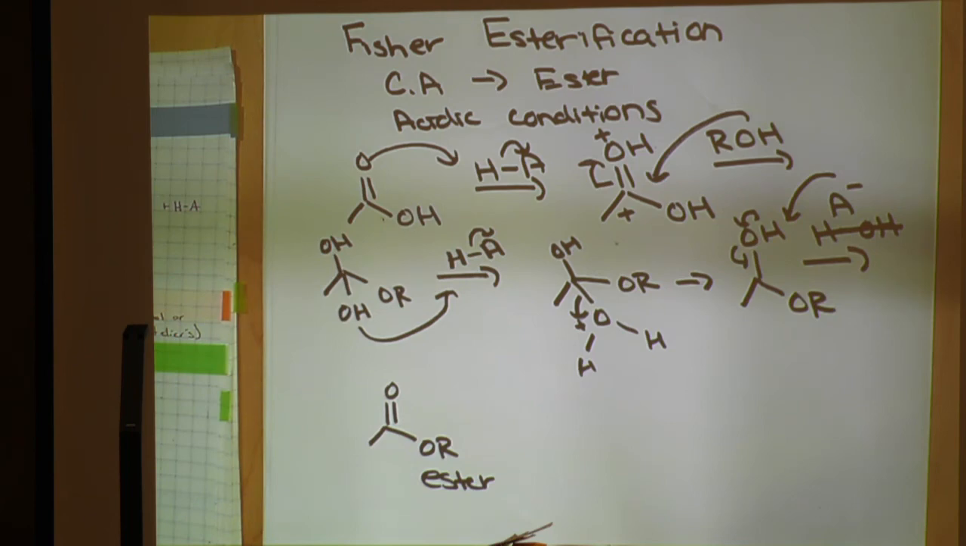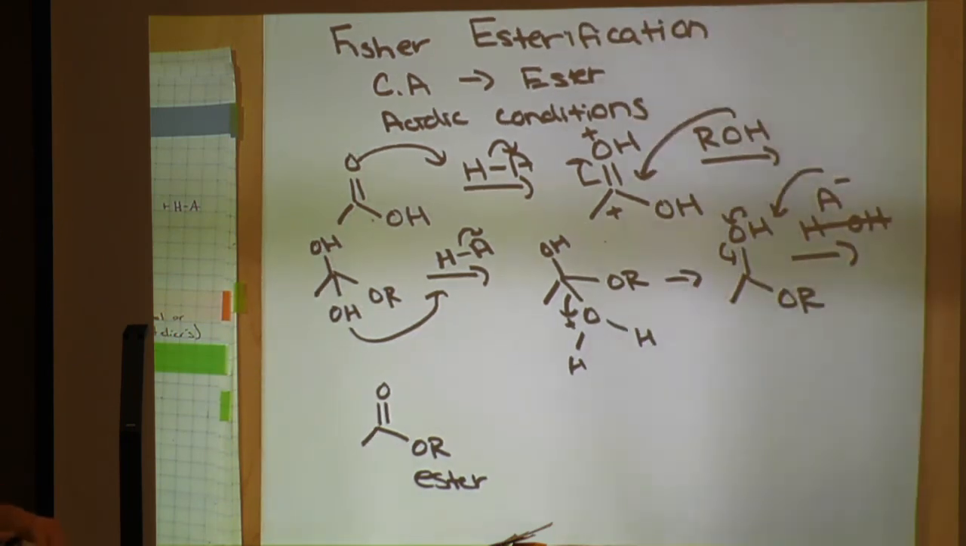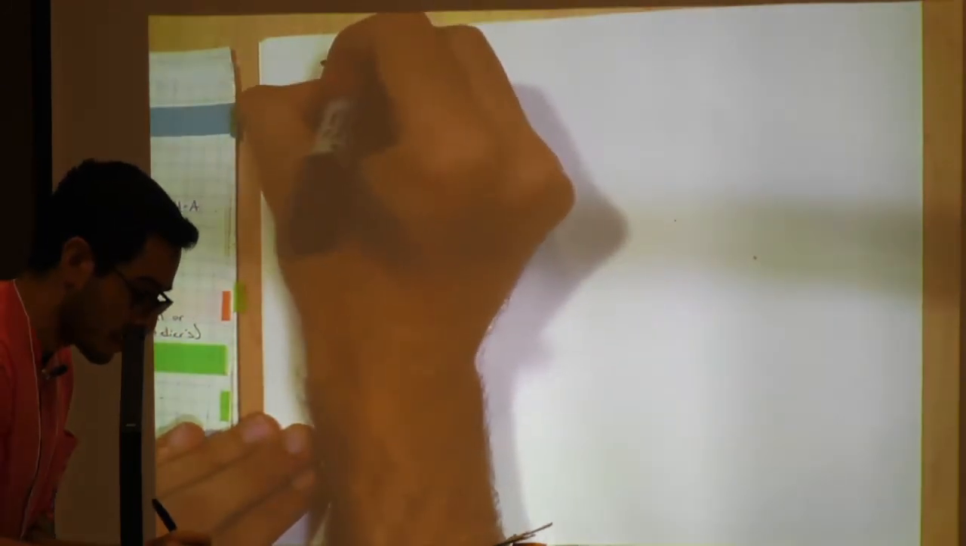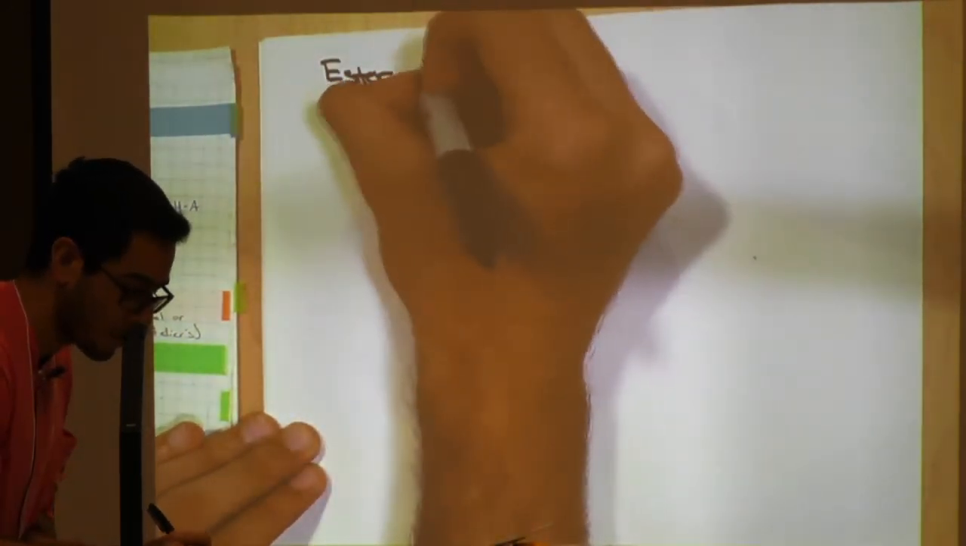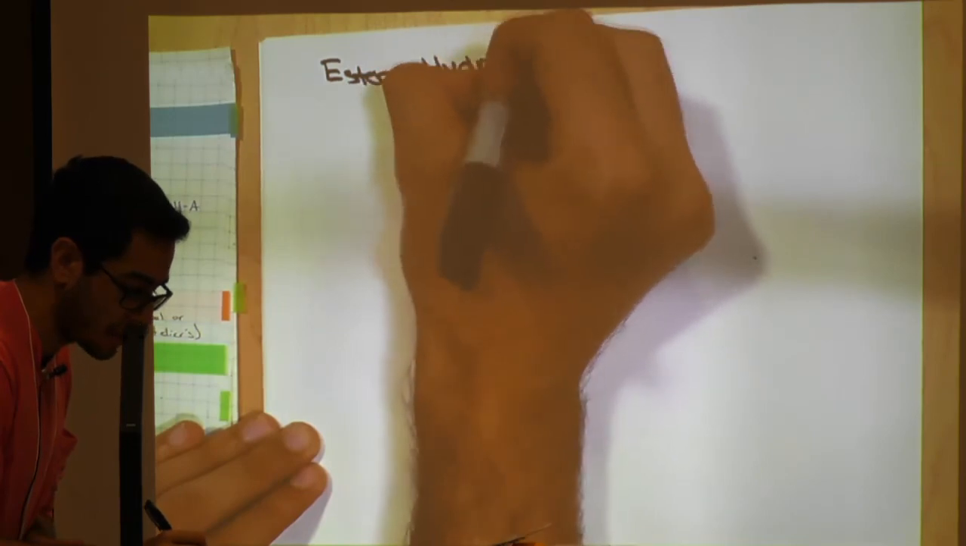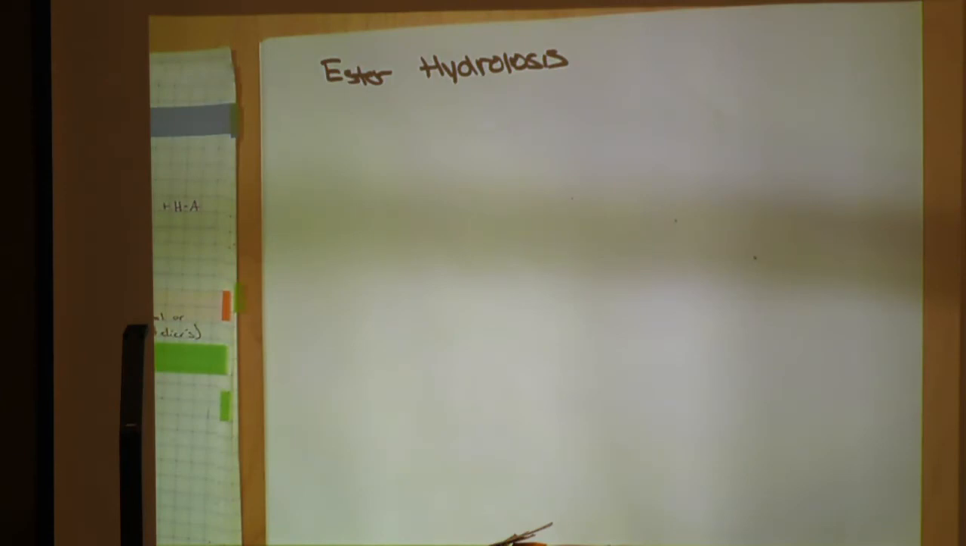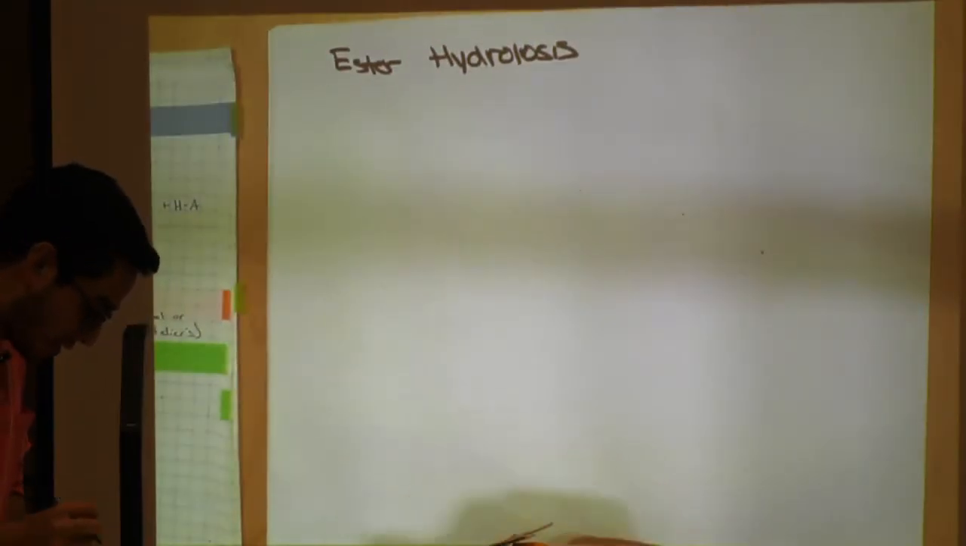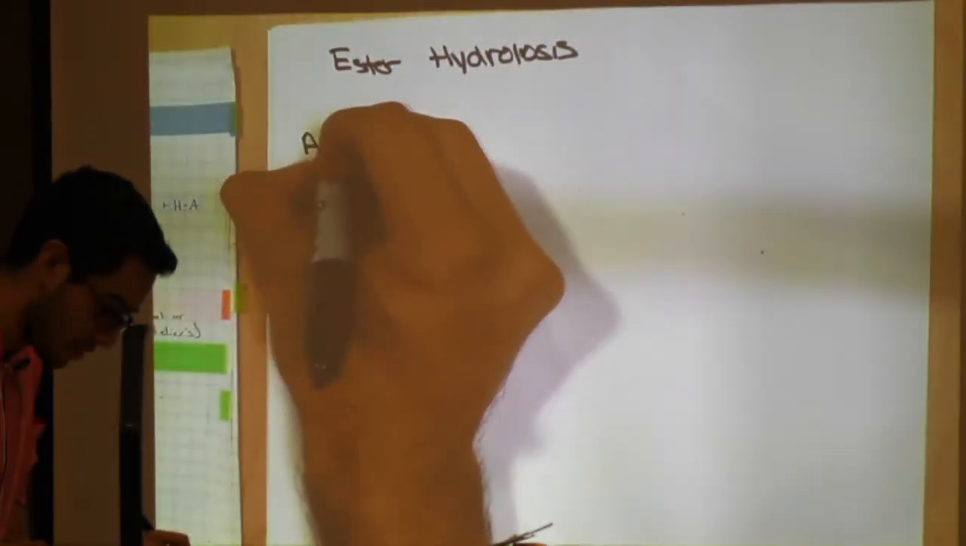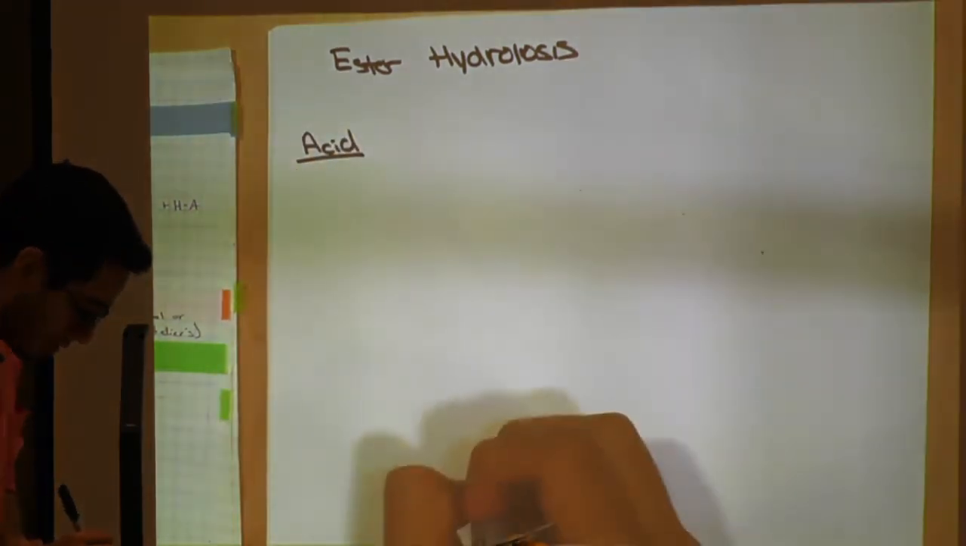Okay. Now let's do it backwards. I'm going to change pages because now ester hydrolysis, on the other hand, which is the backwards mechanism, can happen through both acid and base. That's why saponification is such a good method, because it's pretty adaptable to what you have in order to make it. So as far as ester hydrolysis, let's start with acid, because that's what we did with esterification.